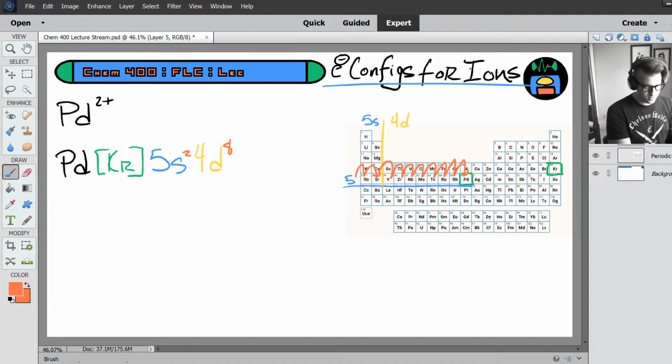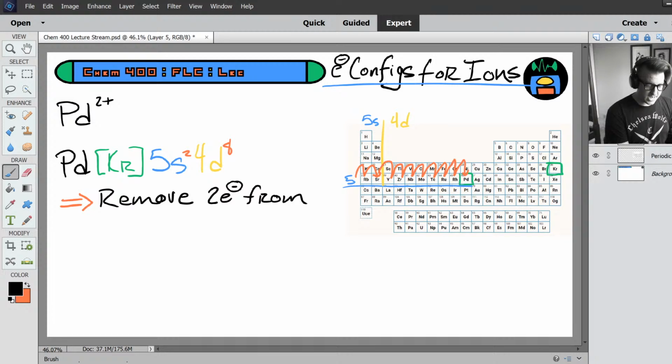Now, to get to our ion, since it has a positive 2 charge, we know we've lost 2 electrons, so we need to remove 2 electrons from the highest energy shell, which for palladium is n equals 5. So we're going to lose 2 electrons out of the s subshell.